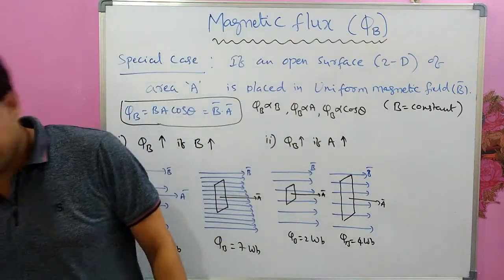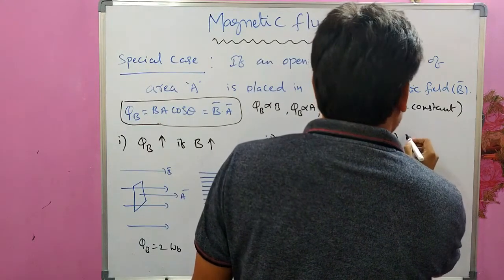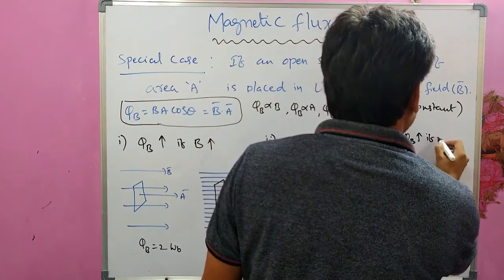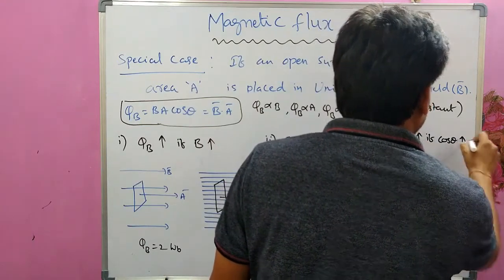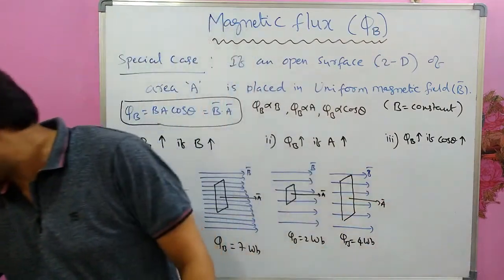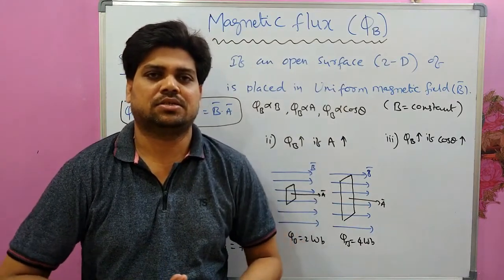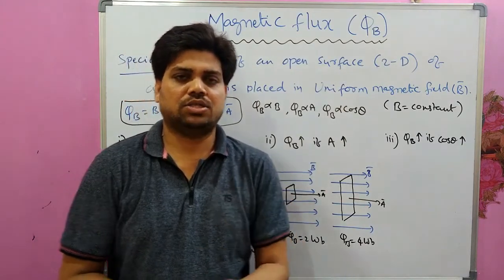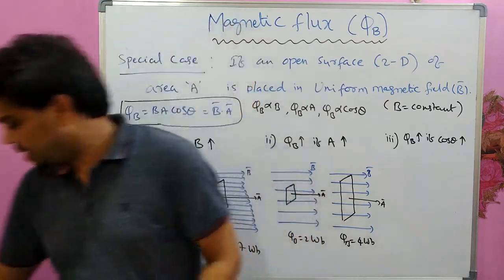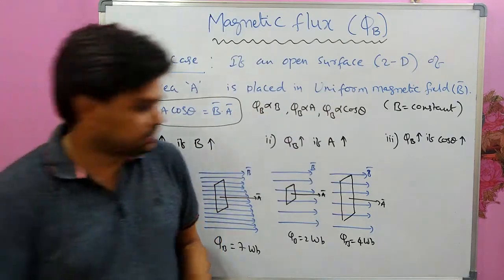Now we will see the third case, that is phi B increases if cos theta increases. It's very simple. Right? What is cos 0? Cos 0 is 1. What is cos 90? 0. Right? That means cos 0 is more than cos 90. Right? So let us see that.